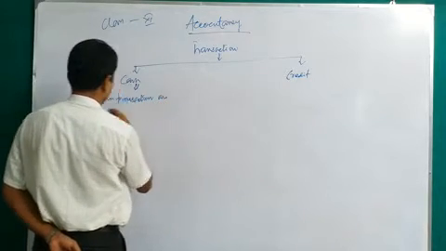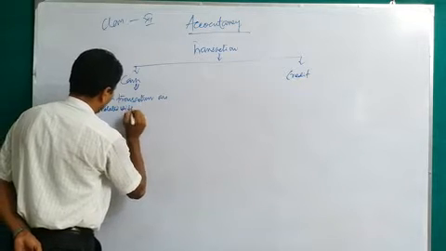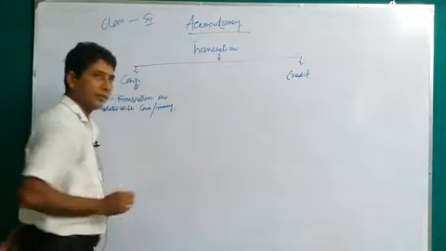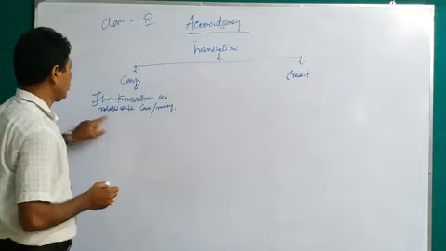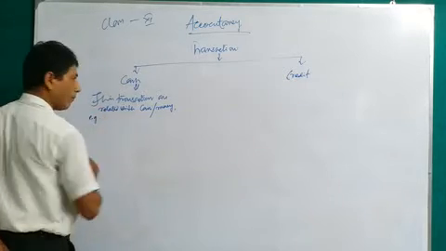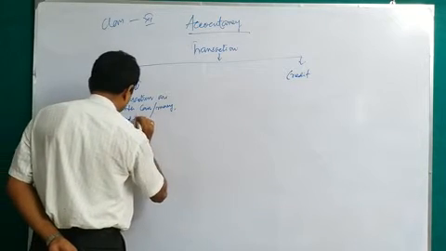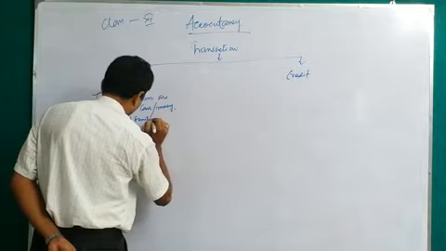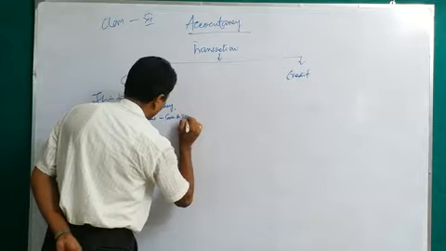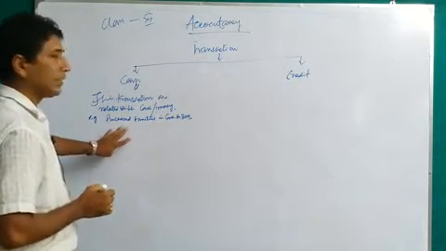These transactions are related with cash or money. This is a cash transaction. Example: purchase furniture in cash, rupees 5,000. This is a cash transaction.